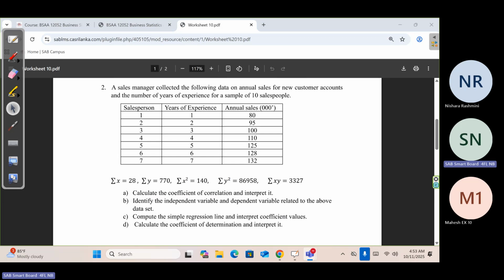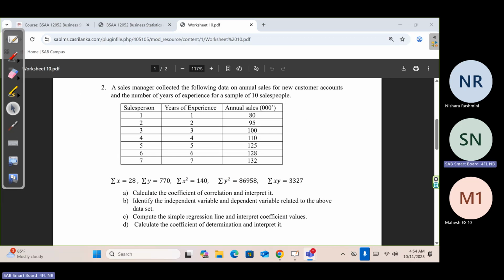Here is the regression model. Then what is beta naught? 74.72. Beta 1, 8.82. Then you need to write down the complete regression model, okay? Then sales revenue equals 74.72 plus 8.82 into years of experience.